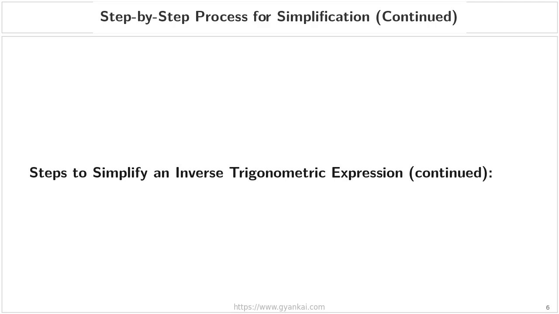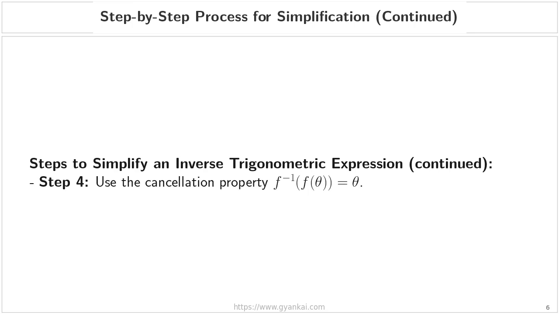Step-by-step process for simplification, continued. Moving forward to the final stages of our simplification process. Now that we have used trigonometric identities to simplify the inner expression, we proceed to step 4. Here, we apply the cancellation property. In mathematical terms, this is where the inverse function of a function of theta simply equals theta.